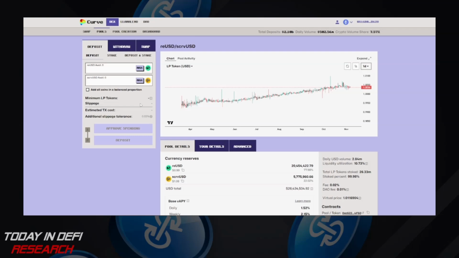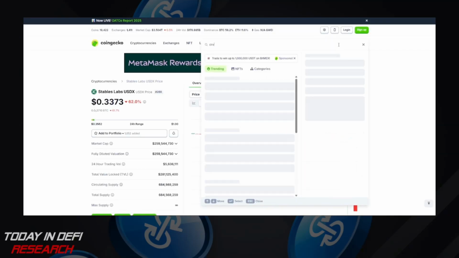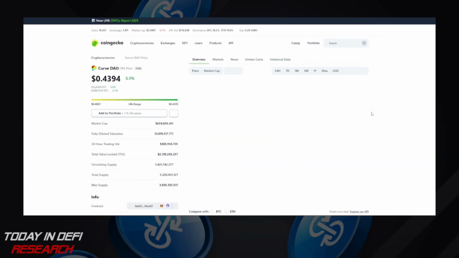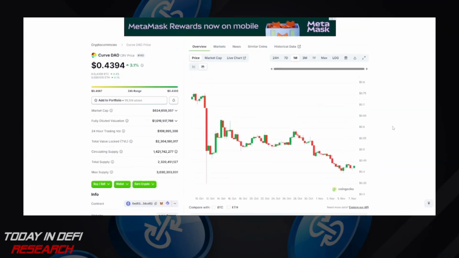So if you're LPing here, you can provide liquidity here on Curve for REUSD and SCRVUSD. And after LPing here, you'll see a reward APR here. It's 4% to 11%. And in order to actually get 11% on Curve itself, you need the Curve tokens, the CRV tokens, which are quite fluctuating. And if you're a more risk averse and a more stable farmer, you can use Yearn to boost the yields for you. So how does it work?